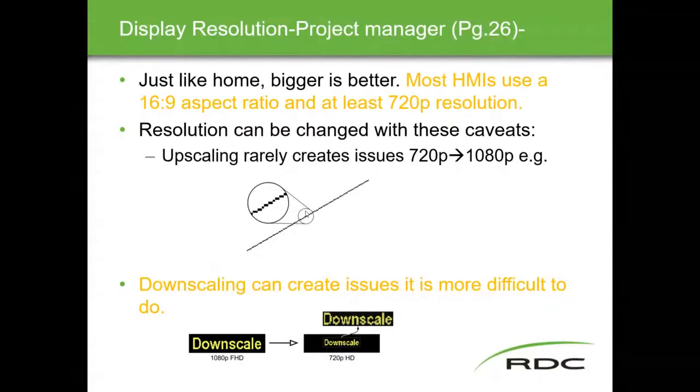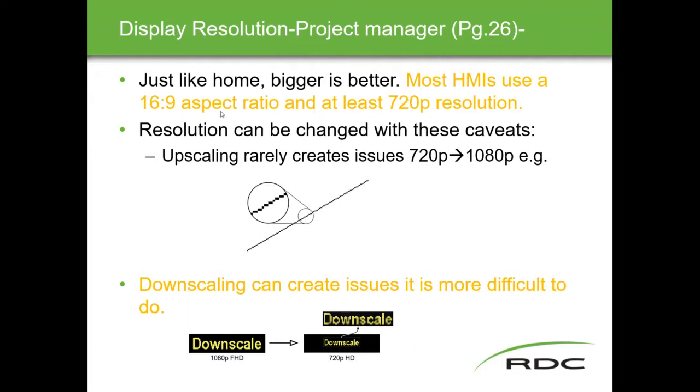Okay, here we get into a little bit more of the details of HMI. So a little talk on display resolution. This is handled in the project manager. This is where you set your main parameters, your general guidelines for what you're going to do. So you're going to set up your screens, how much memory you have available, what graphic card you have available. All that kind of stuff is done in the project manager before you get into the specifics of creating a screen itself.